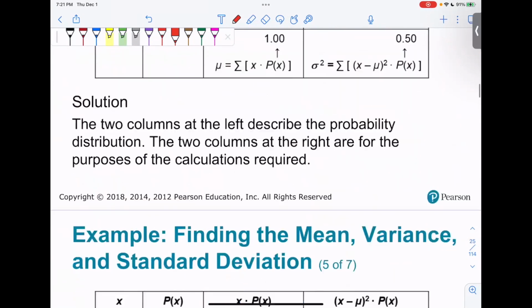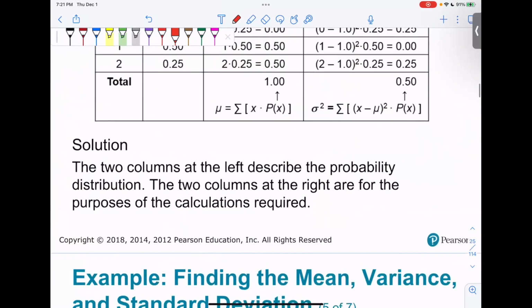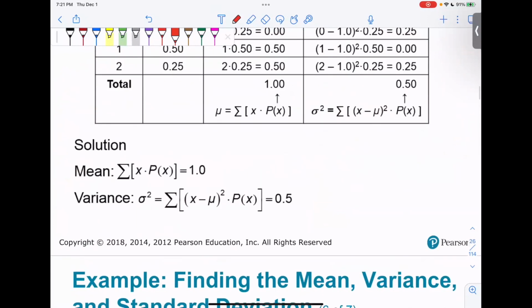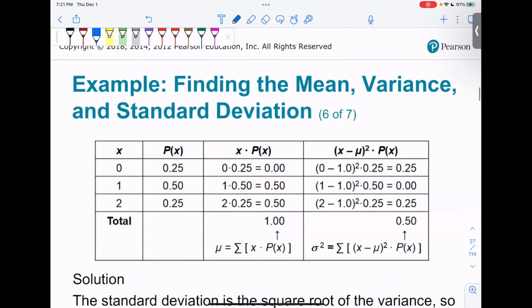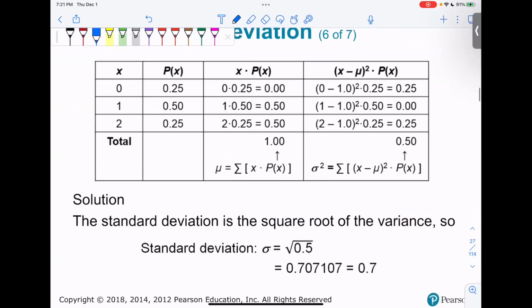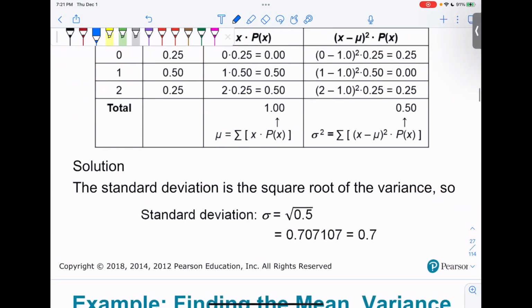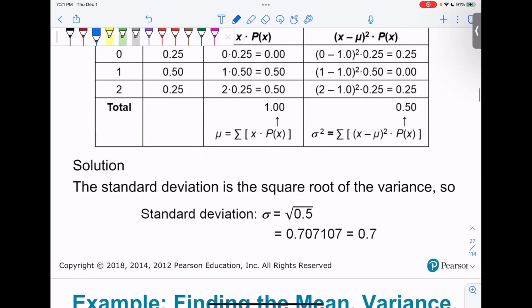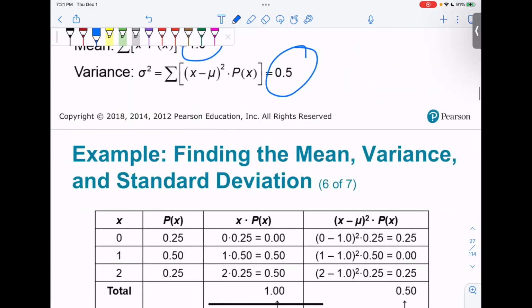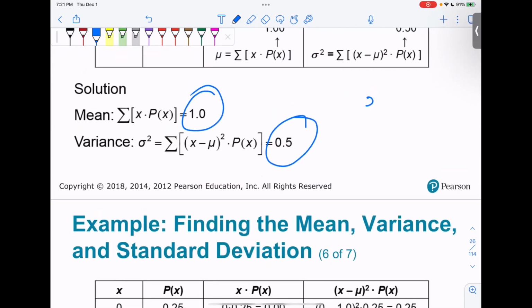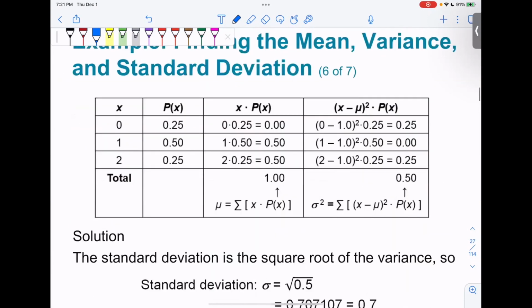So they put everything here. So yes, mean equals 1, and then variance equals 0.5. And then for standard deviation, basically, we have sigma squared equal to 0.5, then the standard deviation is just the square root of this value, which is here.